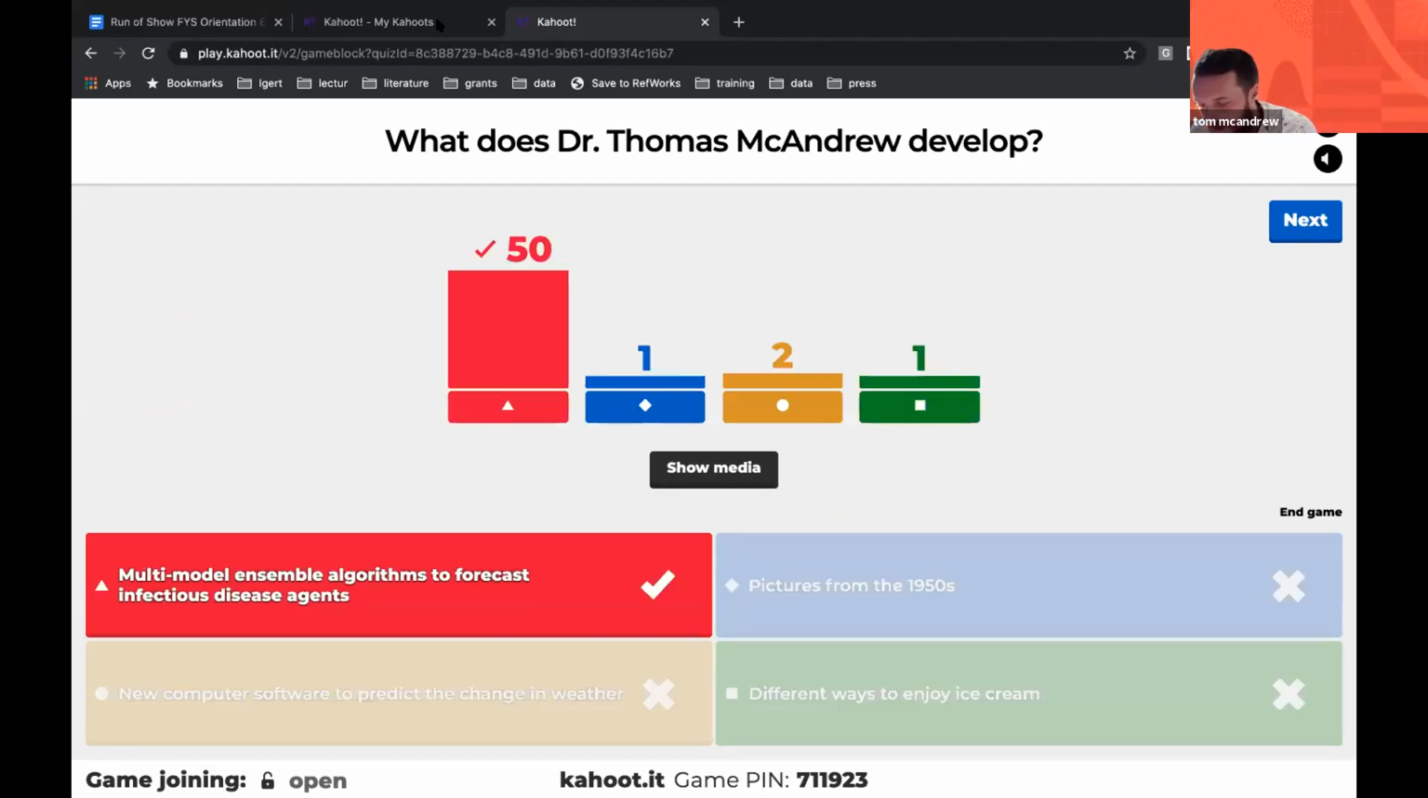All right, it looks like somehow everybody got that correct. They didn't think I was developing pictures from the 1950s, although I love that fashion era. That's right, I build multi-model ensembles, or sometimes called stacked ensembles, of computational models and of human judgment from experts in the modeling of infectious disease. I use those to forecast seasonal influenza and to forecast coronavirus, something that we're all aware of at the moment.